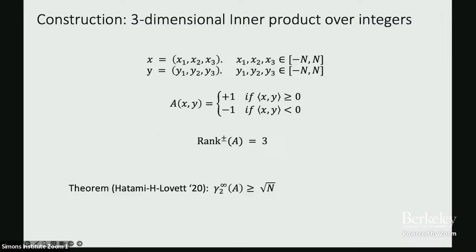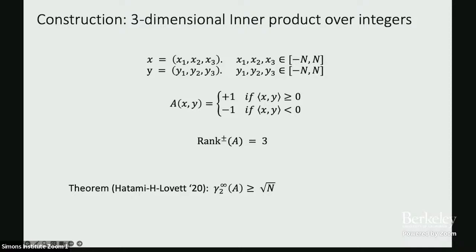It's a natural construction. I'm basically just looking at integer inner products. So I'm looking at numbers. Each row corresponds to 3 vectors, 3 numbers. All of these are between minus n and n, and same for each column. For the corresponding entry in the matrix, I put plus if the inner product is non-negative, and minus if it's negative.